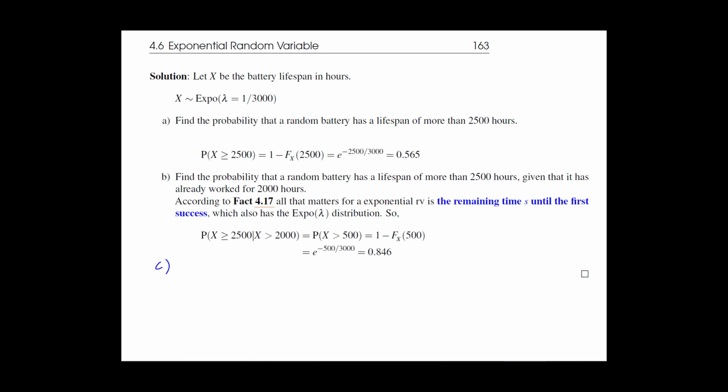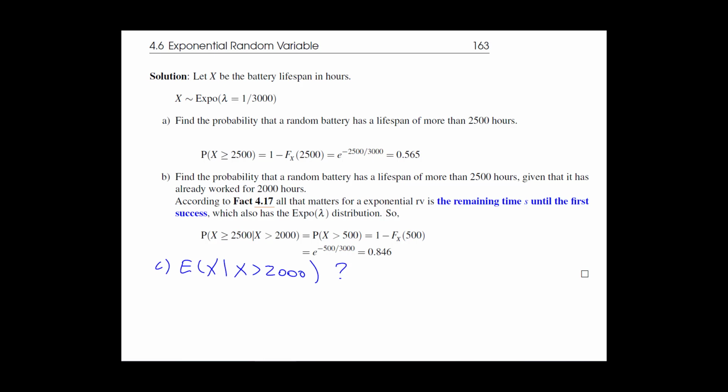It's a typical question. What is the expected value of the duration of this bulb, given that it has lasted more than 2,000 hours? So let's start. That's the question: E of x, given that x is greater than 2,000.